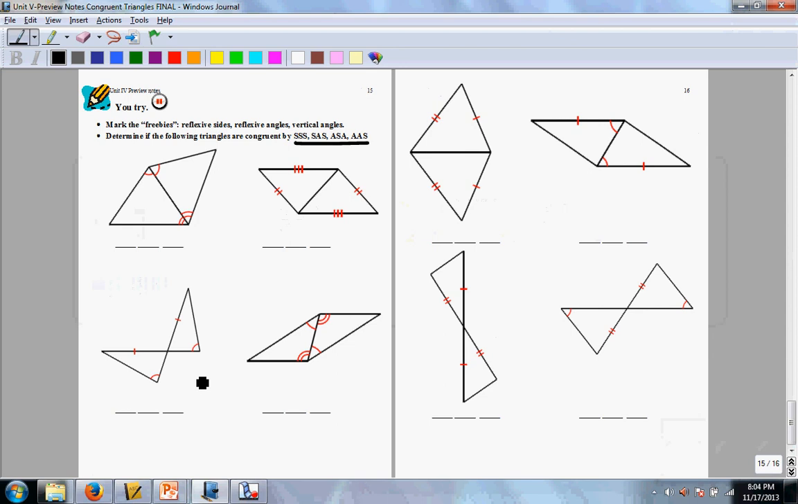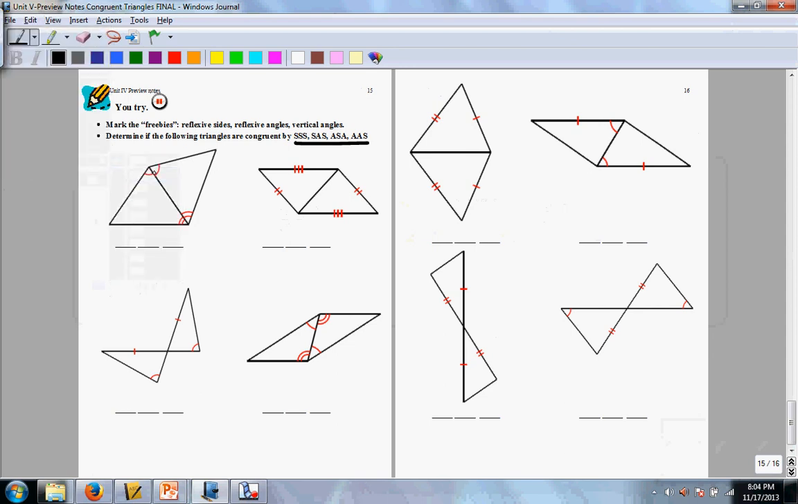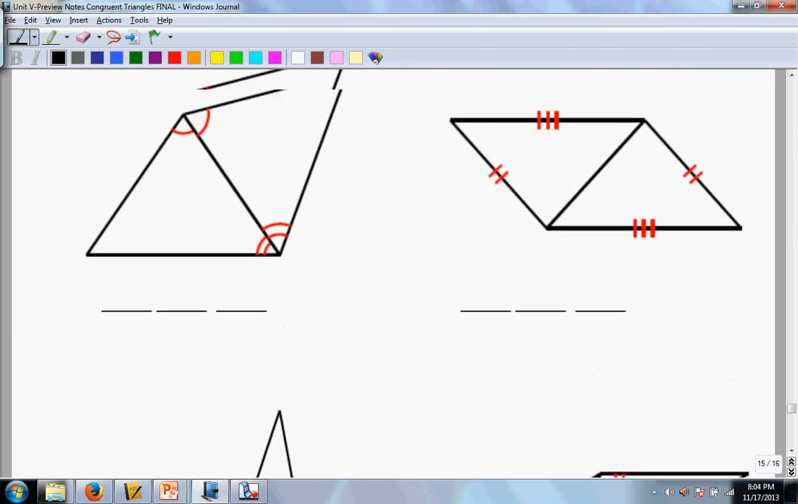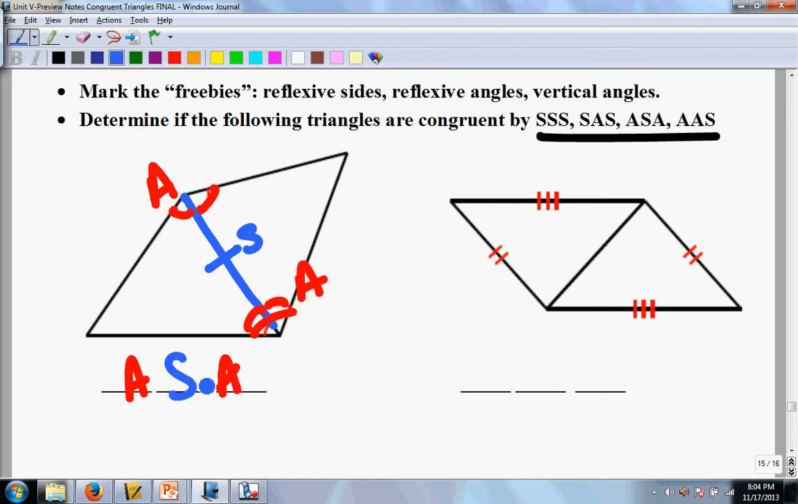Let's see how you did here. Okay, first we're going to mark the freebie. And the freebie here is that we have a pair of congruent sides. And let's take a look. We have a pair of congruent angles and another pair of congruent angles. So this one is going to be angle-side-angle. That's called the hamburger. Angle-side-angle, hamburger.